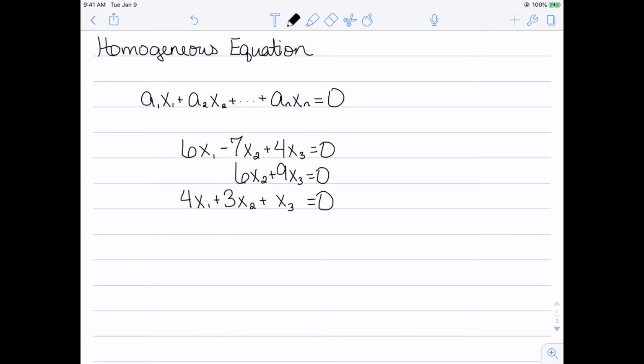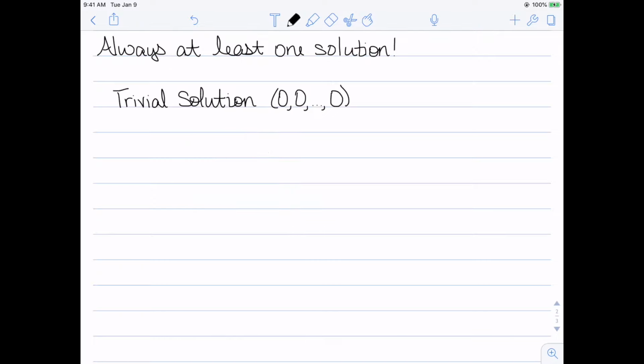So we want to know about the solutions to homogeneous equations in systems. Homogeneous systems always have at least one solution. And this is known as the trivial solution, where all of the x's are just zeros. So the question becomes, does it have a non-trivial solution? Does it have more than one solution? So let's look at some examples.